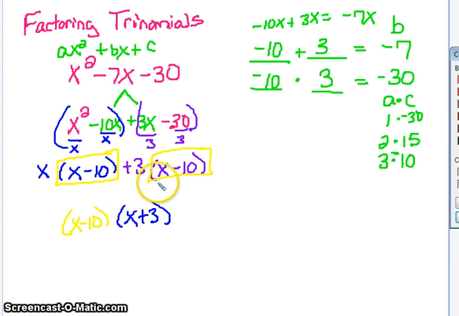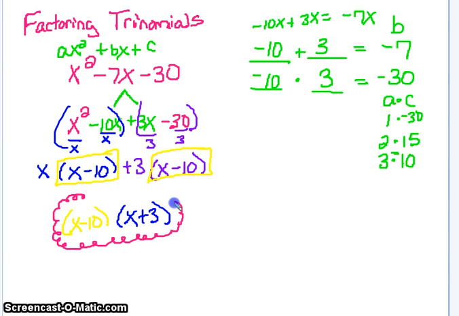Here are my 2 binomials, which if I were to FOIL back together or box method back together, are going to give me x squared minus 10x plus 3x minus 30, which is the same as x squared minus 7x minus 30. We simplify.